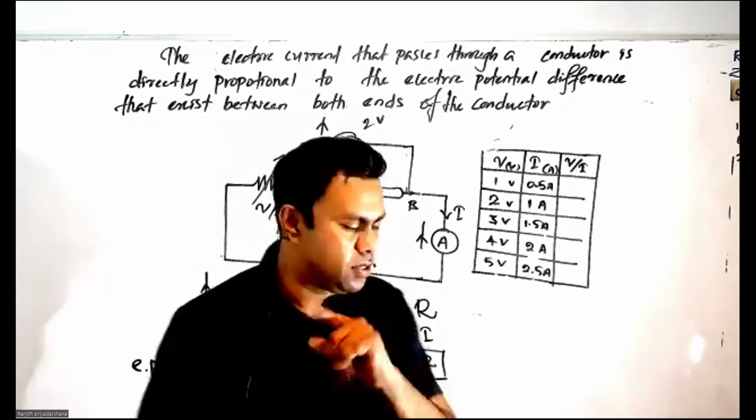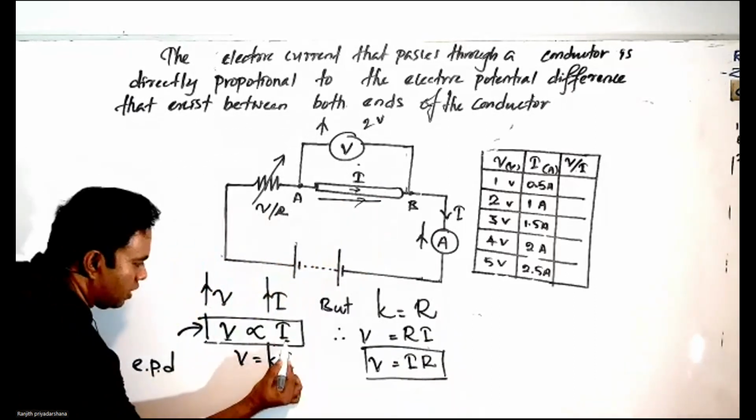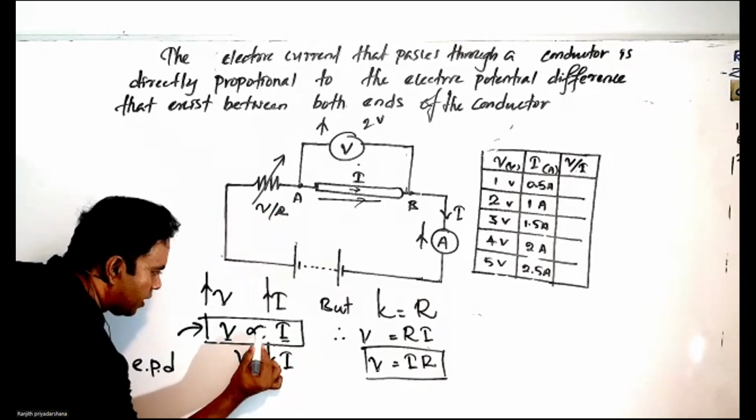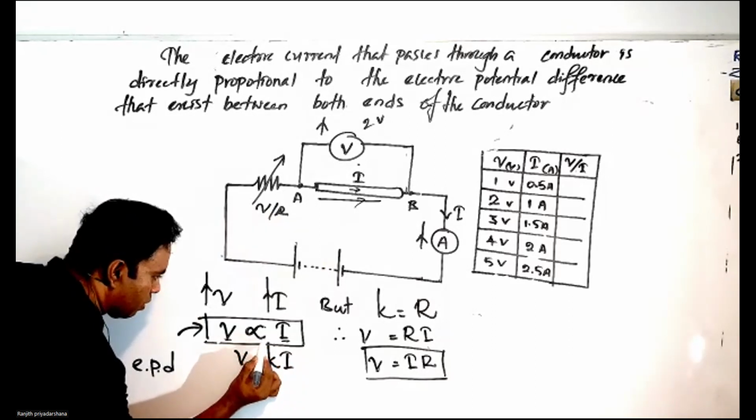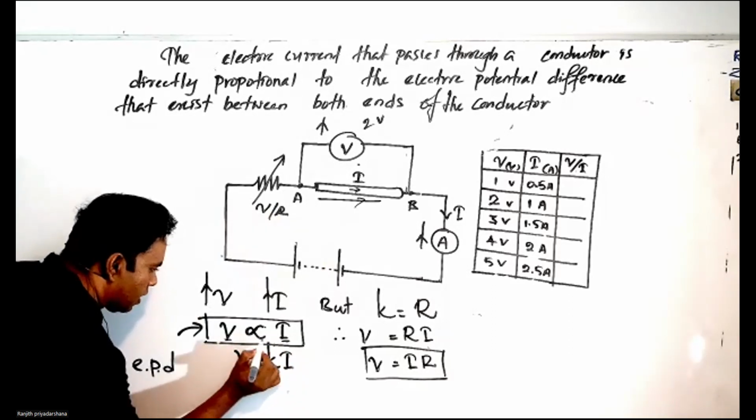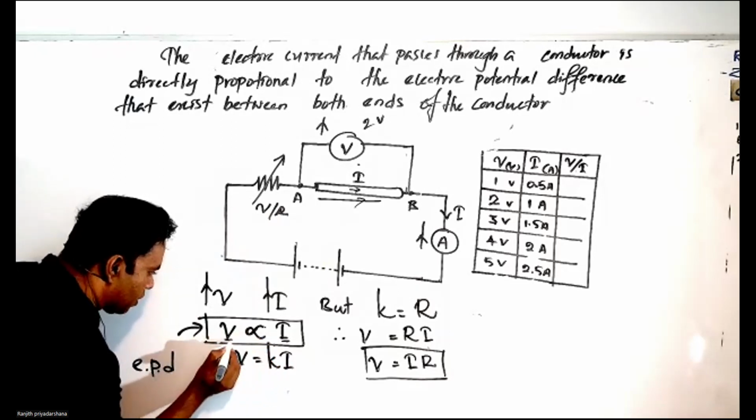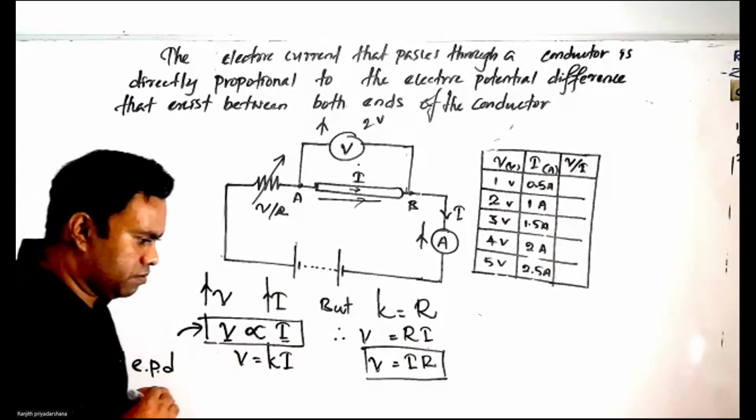Yes, this one. Electric current is directly proportional. Electric current is directly proportional to the electric potential difference.